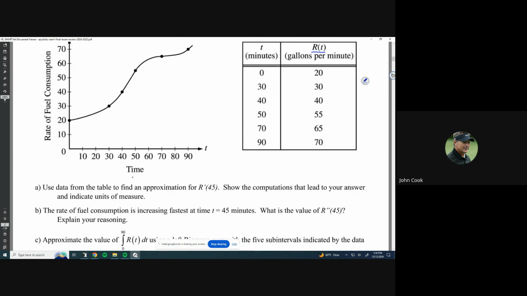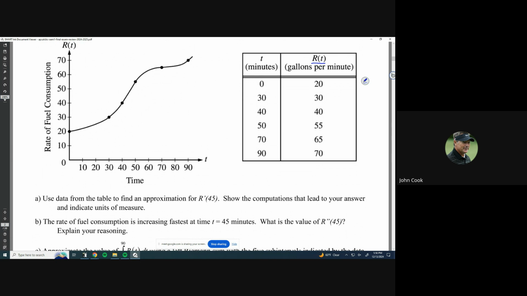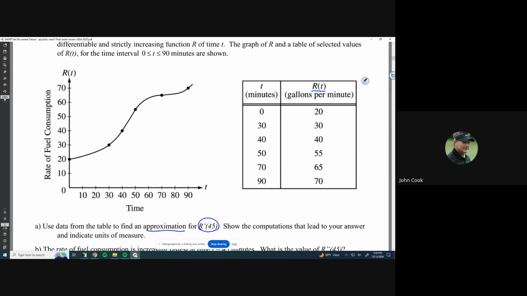Part A says use data from the table to find an approximation for R prime of 45. Well, R prime of 45 means find the derivative of R at the time 45, right? Show the computations that lead to your answer and indicate the units of measure. So here's how I do it.